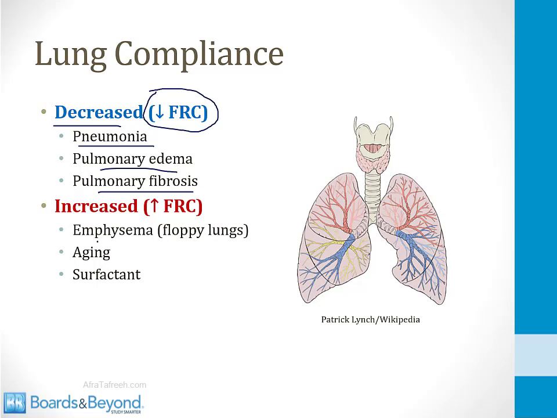At the bottom of the slide are some things associated with increased lung compliance. Patients who have emphysema have floppy lungs and the lung compliance goes up. As we age, the compliance of the lungs goes up. And the presence of surfactant makes the compliance of the lungs go up. So babies with neonatal respiratory distress syndrome who are missing surfactant are going to have stiff lungs. So if you have these things present, if you have emphysema or you're older or you have lots of surfactant in your lungs, that's going to increase the compliance and that will raise the FRC.